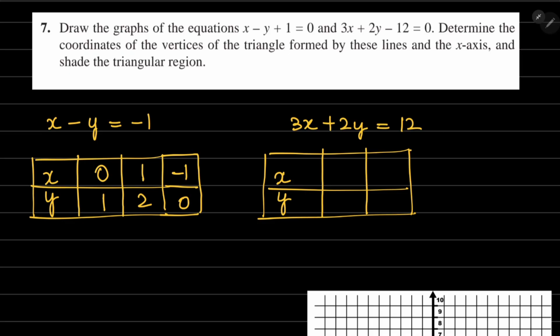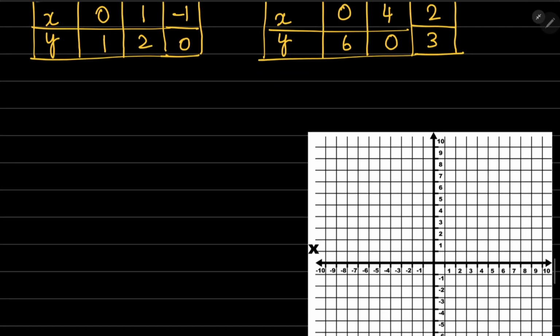On the other side, here, if your x is 0, what will be your y? 2y equal to 12, y will be 6. If your y is 0, x will be 4. 3x equal to 12, x equal to 12 by 3, which is 4. And then if your y is 3, 3x equals 6, and x equal to 2, so 2 comma 3. Okay, so let's go ahead and plot these points.